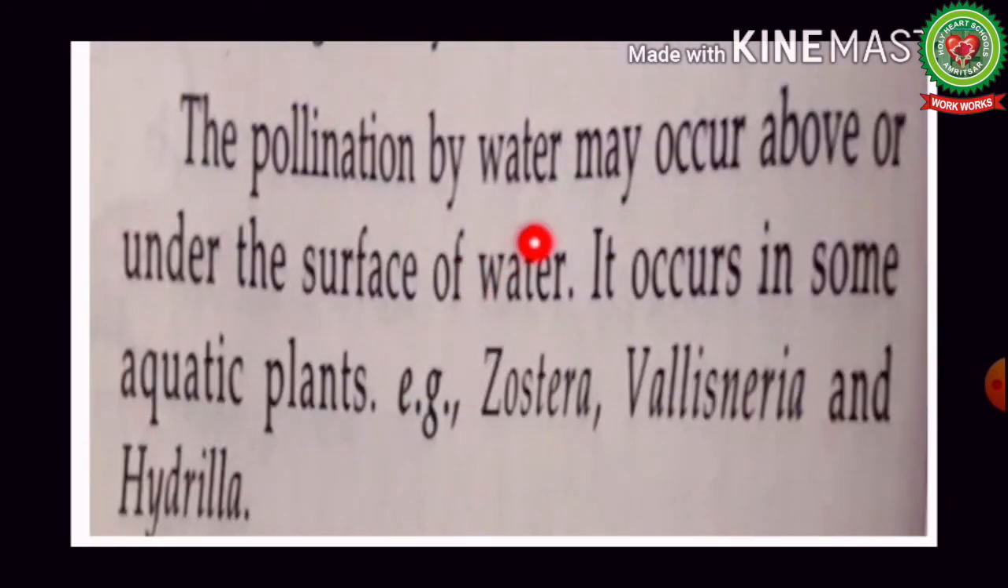Third is the stigma of the flower is large, sticky, and well exposed. The pollination by water may occur above or under the surface of water. It occurs in some aquatic plants. Examples are Vallisneria and Hydrilla.